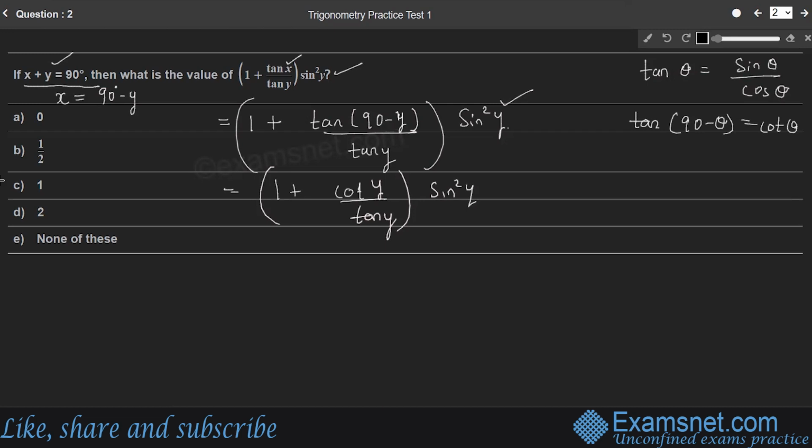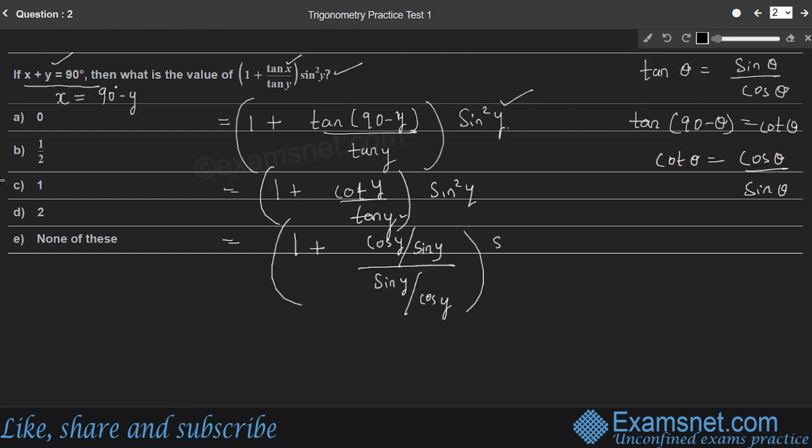So let us write cot in terms of sine and cos. Cot theta is the inverse of tan theta, therefore it is cos theta by sine theta. So cot y is cos y by sine y, divided by tan y, which is sine y by cos y, multiplied by sine square y.